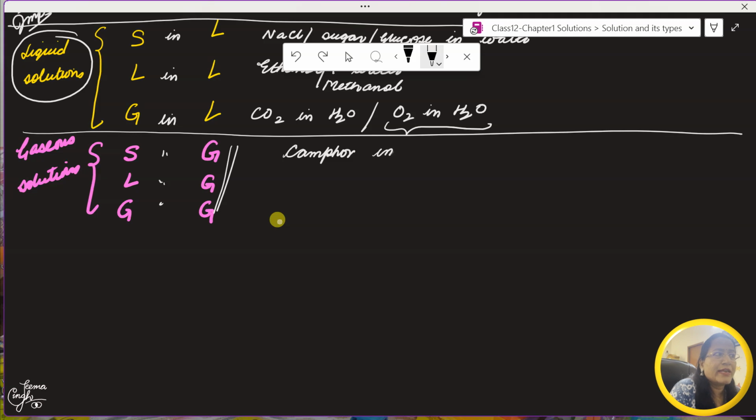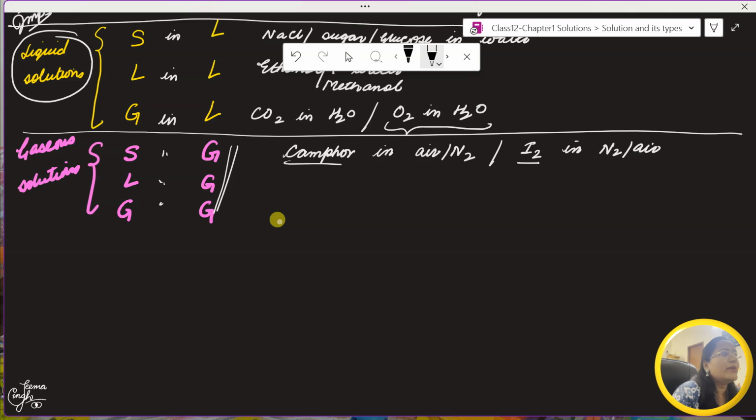So, camphor in air or nitrogen is an example of solid in gas, right? You can have iodine in nitrogen or air. So, these are sublimable solids. These are solids that are going to convert into the vapor phase, and you can create a homogeneous mixture.